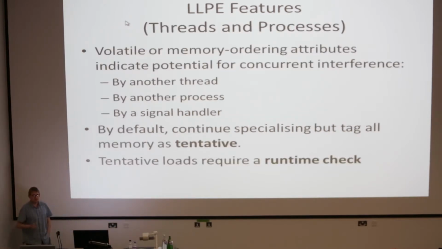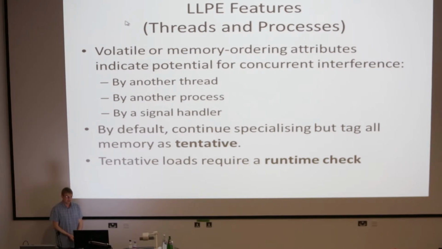Next, threads and processes need to be dealt with. Of course, this gets a little bit tricky to do good specializations whenever we have potential concurrent action by other threads, by other processes. And we're going to recognize, and also by signal handlers, of course, which could just interrupt us at any given moment.